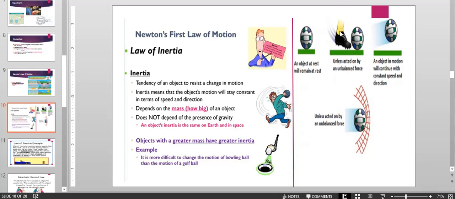So basically, Newton's first law of motion says that an object at rest will remain at rest, or an object in motion will continue with constant speed and direction until and unless it is acted upon by an unbalanced force, which changes its stationary condition, or changes the direction of the object.